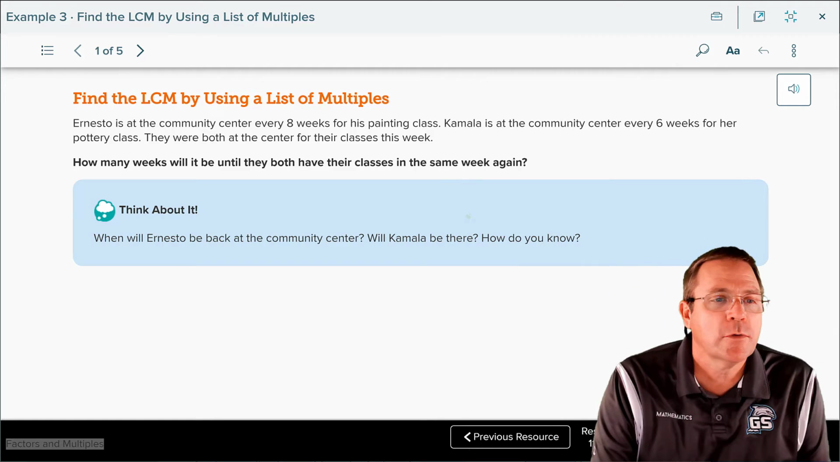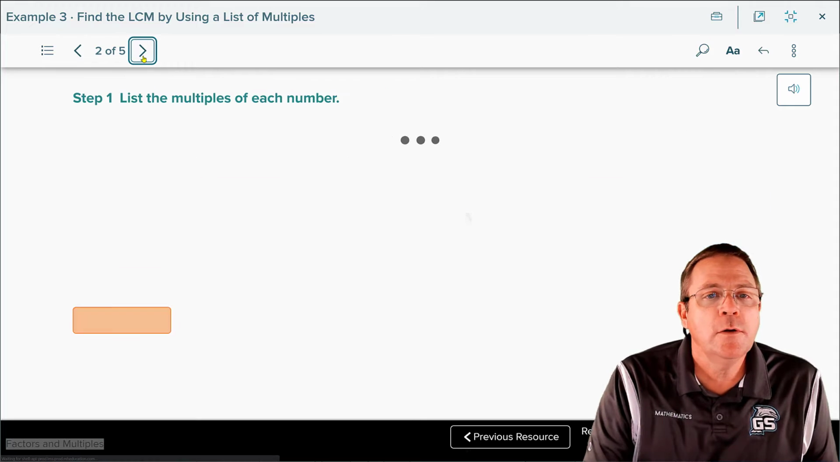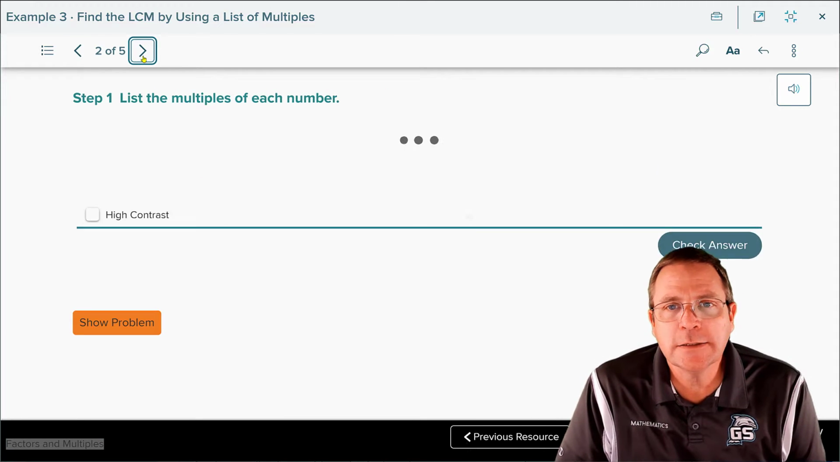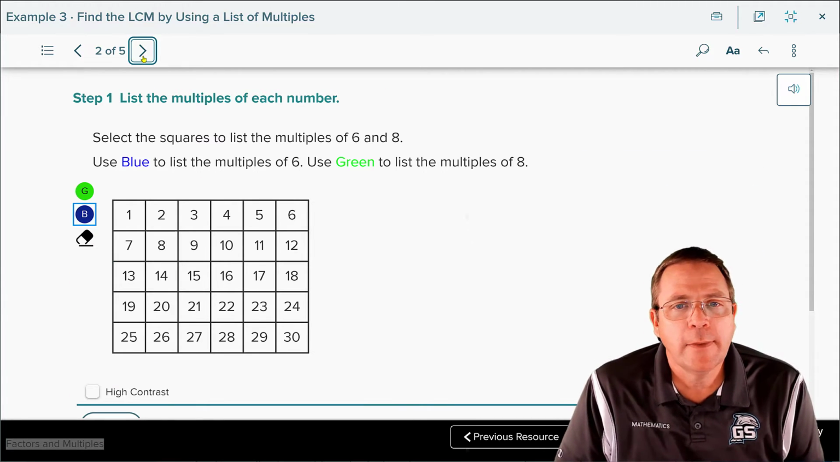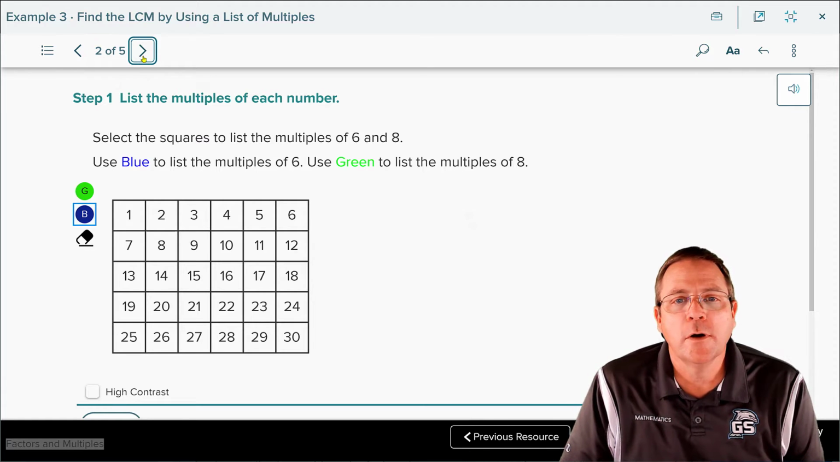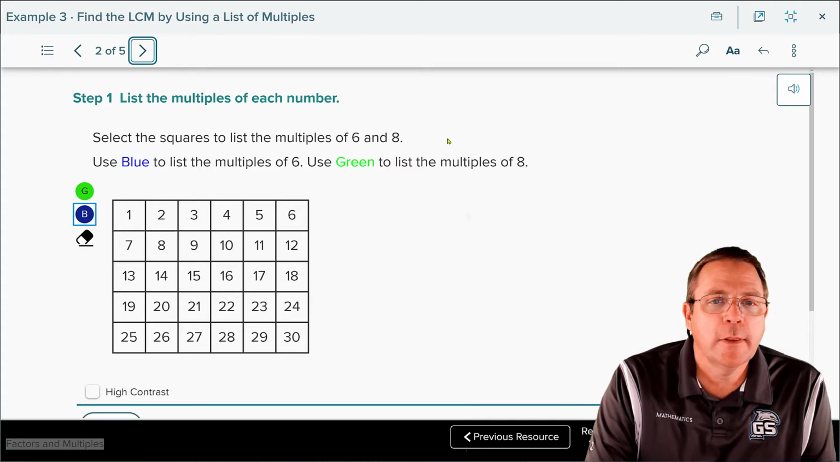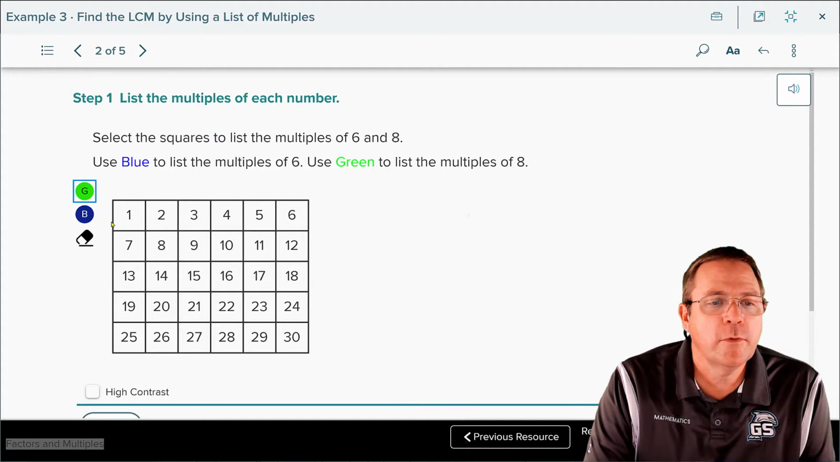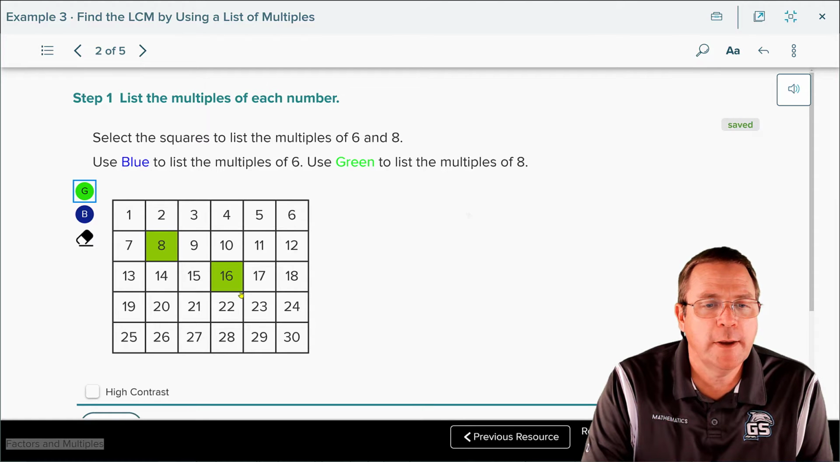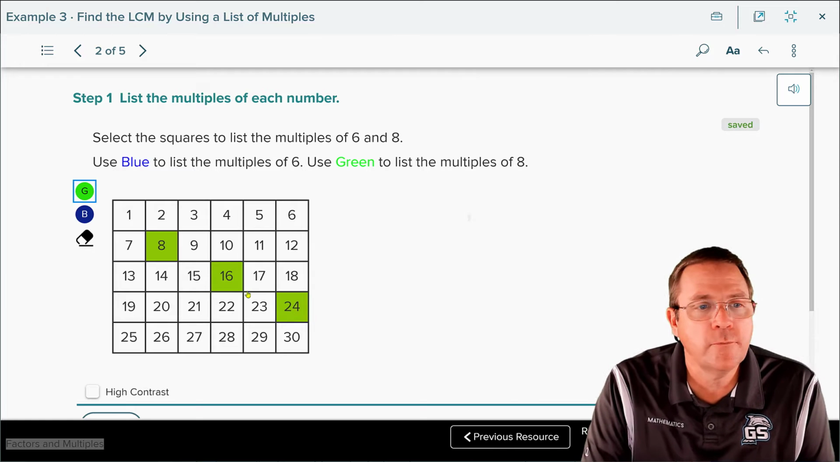So let's work through this. First thing we're going to need to make a list of the multiples of 8, and then we're going to make a list of the multiples of 6. They want the multiples of 6 to be blue and 8 to be green, so we're going to start off with 8 for green. So we have 1 times 8 is 8, 2 times 8 is 16, 3 times 8 is 24. That's all the 8s that'll fit on there.